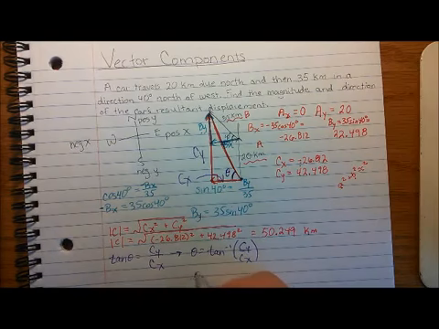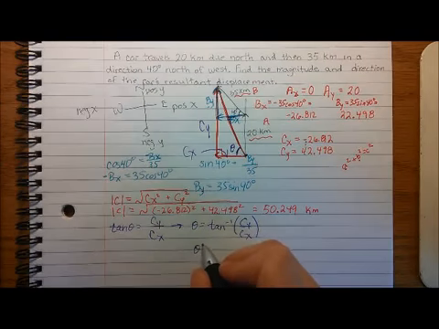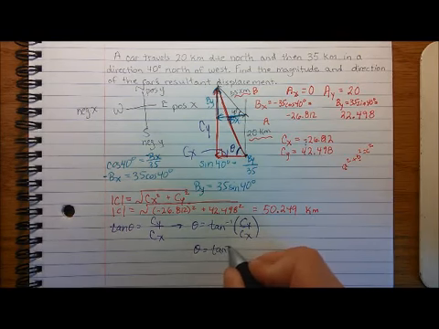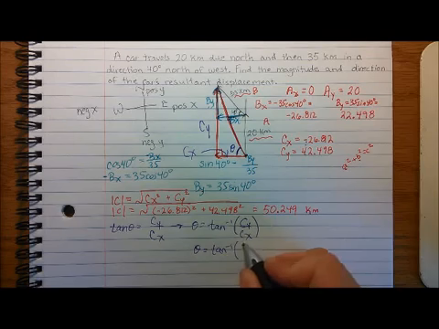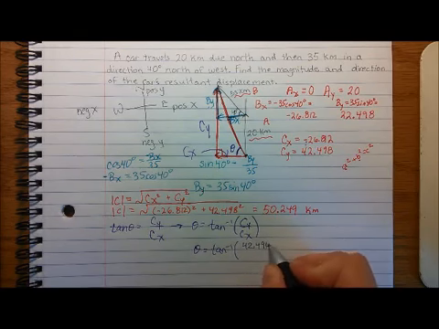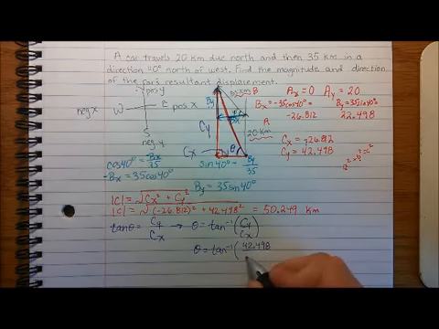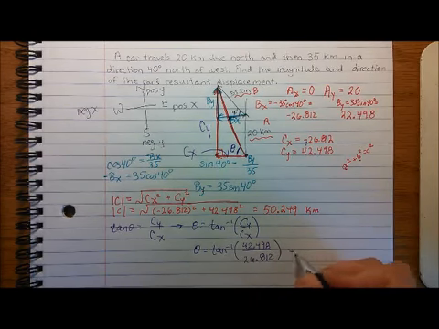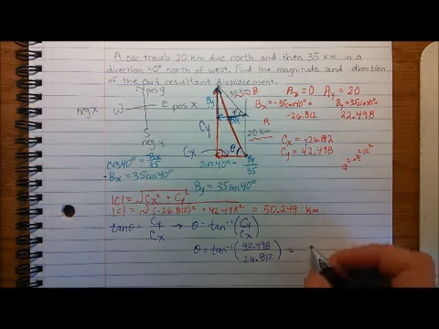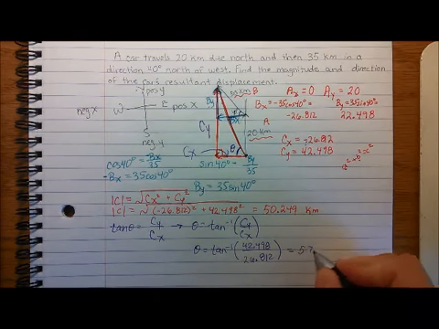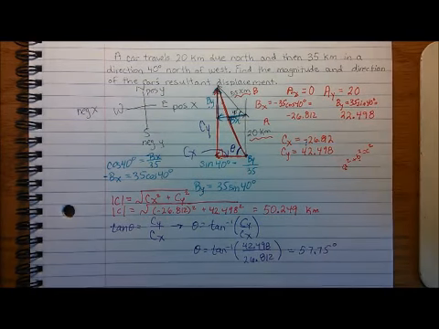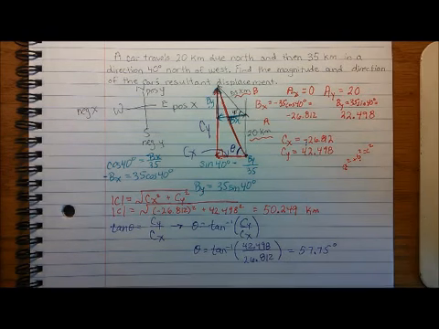So let's go ahead and solve for our angle. So our angle is going to be equal to the inverse tangent of 42.498 divided by 26.812. And you should get 57.75 degrees. Okay, now we have to add in our direction words.